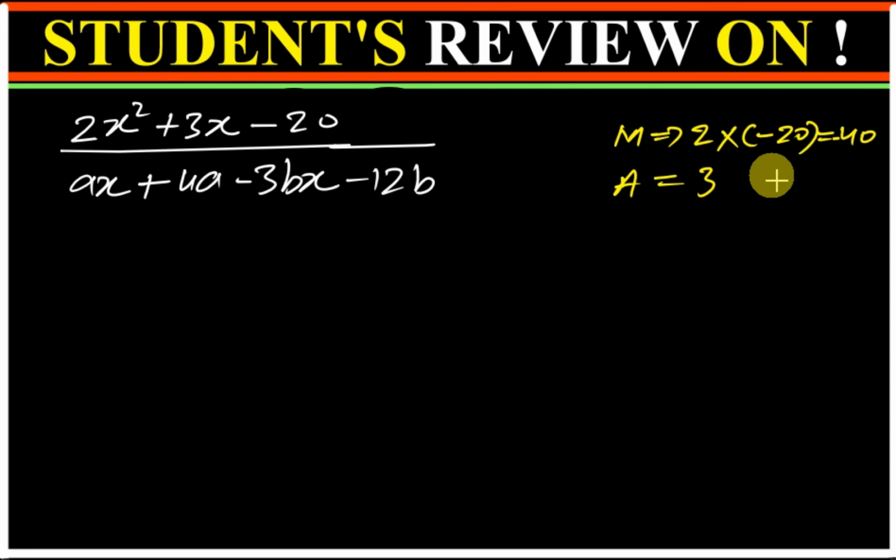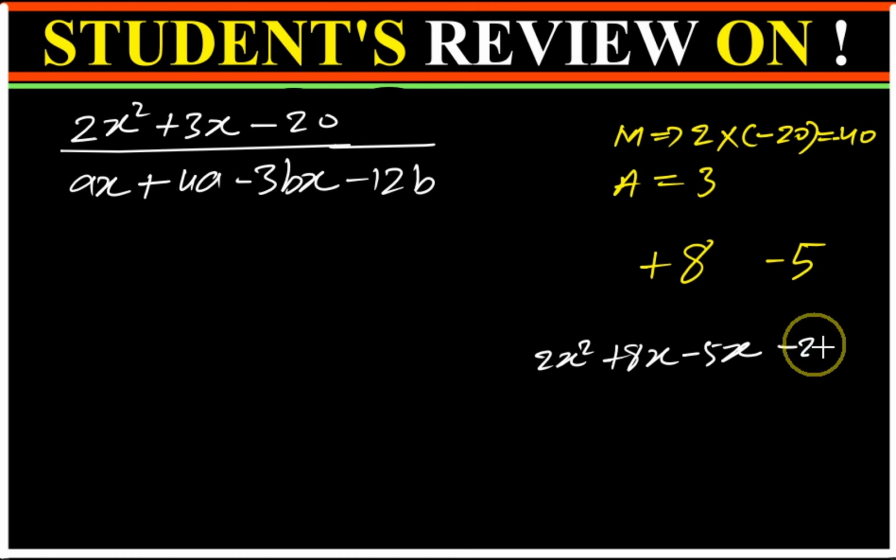Multiplication is negative, so one number should be positive and one number should be negative. And addition is positive, which means the bigger number should be positive. So one number should be 8 and the other number should be 5. 8 times 5 is 40. So plus 8 and minus 5. Now let's factorize this. To factorize this, we'll split the middle term. Let's write it here: 2x square plus 8x minus 5x and then minus 20.